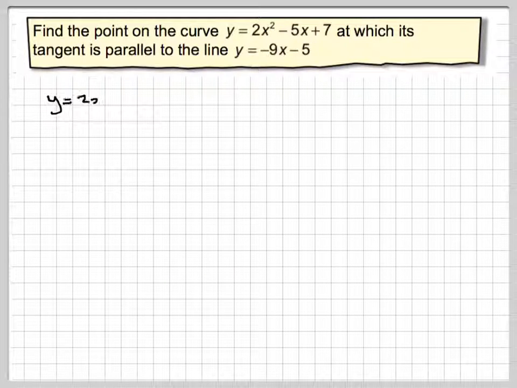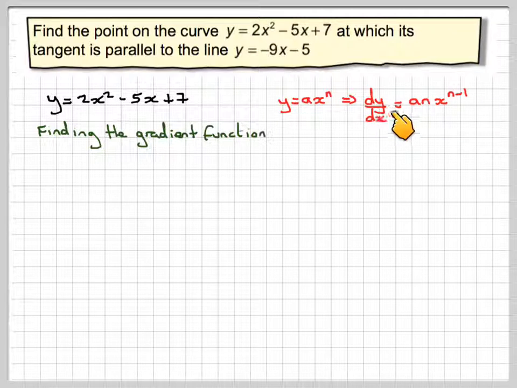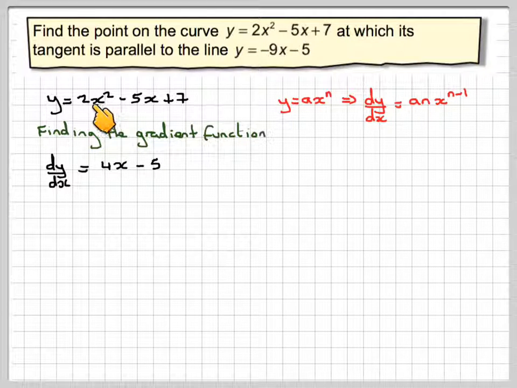So if y is equal to 2x squared minus 5x plus 7, first of all we're finding the gradient function, and remember to find the gradient function, if y is equal to ax to the n, then dy by dx, the gradient function, is a n x to the n minus 1, i.e. you take the n, you bring it down, and you reduce the power. So differentiating term by term, we get dy by dx is going to be 2 times 2, which is 4x to the 2 minus 1, which is just 4x, and the differential of minus 5x will just become minus 5, and when you differentiate a constant you get nothing, so we're not going to write it in.